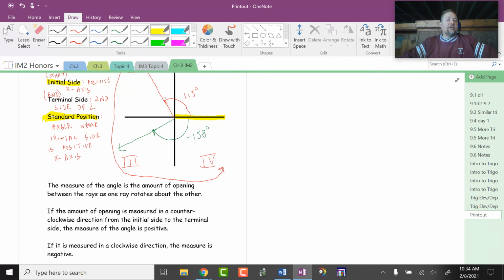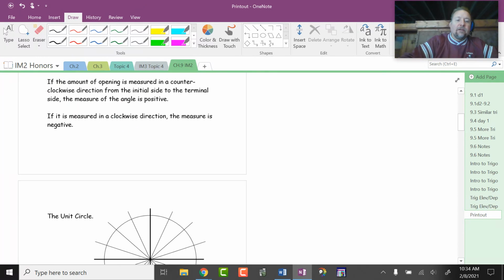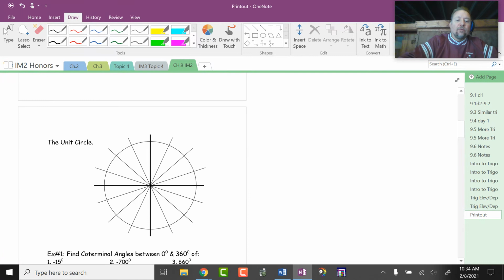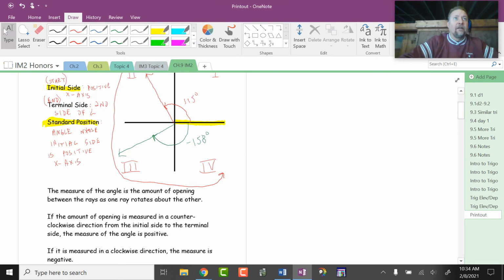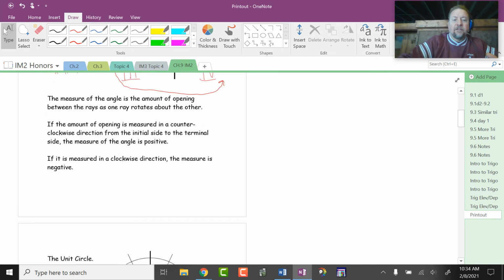Probably for the first time in your life, we're going to have angle measures greater than 180. We're actually going to have angle measures greater than 360, because 360 is just a full rotation, and that's what our next thing is going to be: how do we get angles that are bigger than that? We'll talk about that in our future situation here.